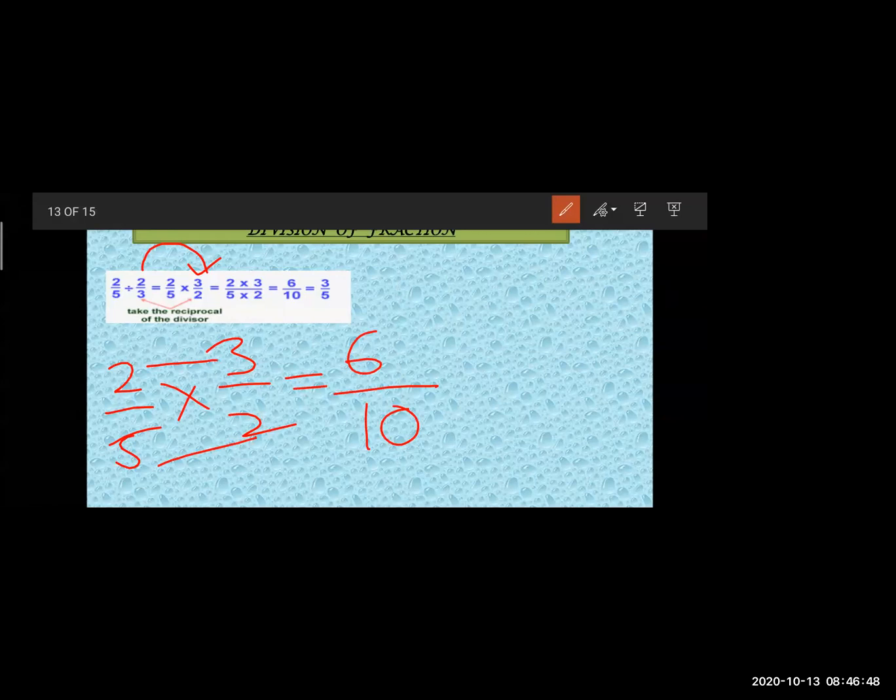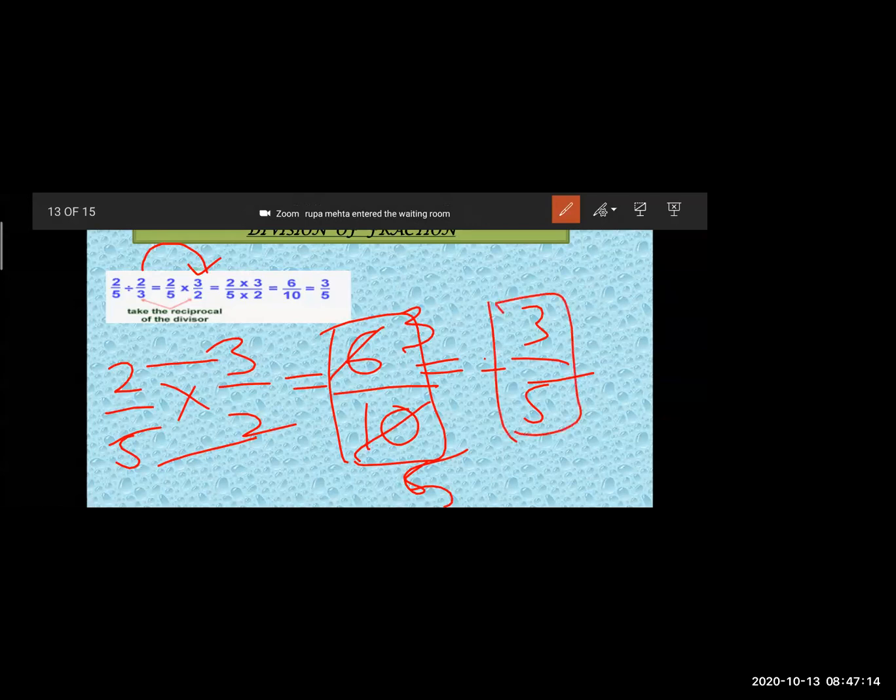This is our answer. If we divide it further, we get 2 3s are 6, 2 5s are 10, and the answer is 3 upon 5. This is your answer if you divide it further. But if you keep the answer like this also, it is okay. But if you have to do a different sum based on this number, then you have to go to the further step also.